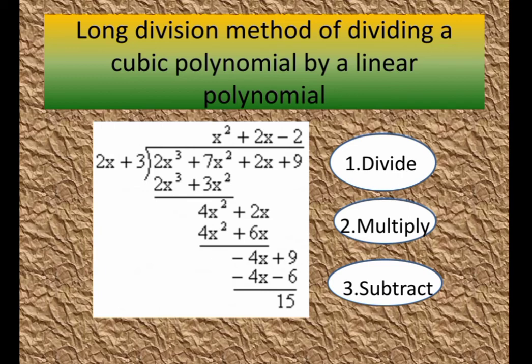Then the new dividend is minus 4x plus 9. In this, divide the first term of the dividend by first term of the divisor. We are getting minus 2. That once again we have to write in the quotient place. Multiply the divisor 2x plus 3 into minus 2. Write the answer over here, then subtract. We are getting the answer as 15. So x square plus 2x minus 2 is the quotient and 15 is the remainder.